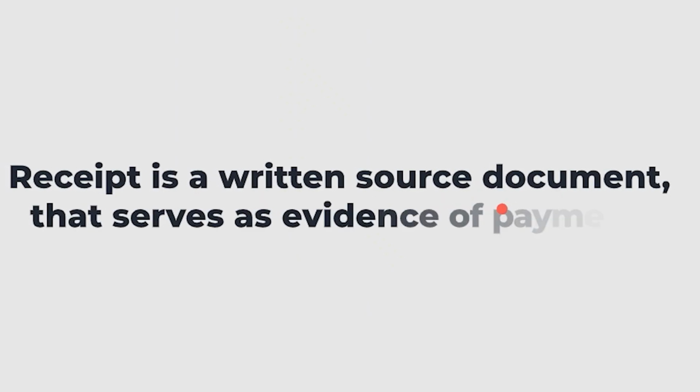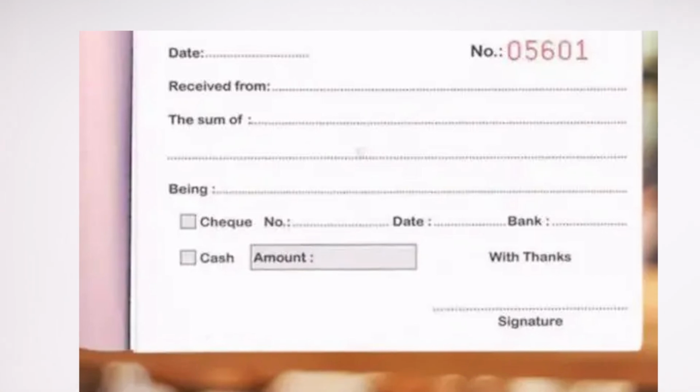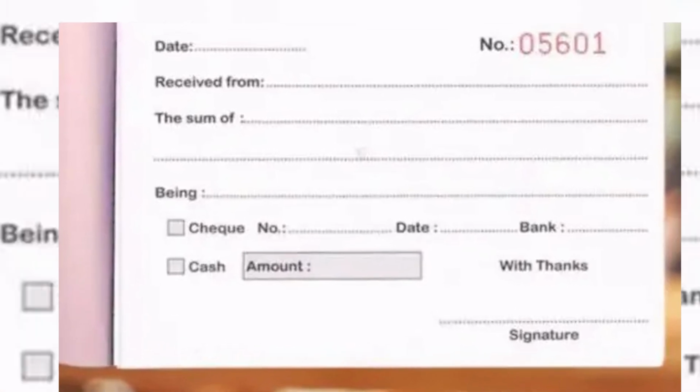The next source document we shall be looking at is the receipt. A receipt is a written document that serves as evidence of payment. That is, it is used to acknowledge the receipt of cash. For instance, if Bezali Stitches sold goods on credit to their customers and the customers pay instantly, the source document for such a transaction is the receipt. A receipt is an evidence of cash payment.